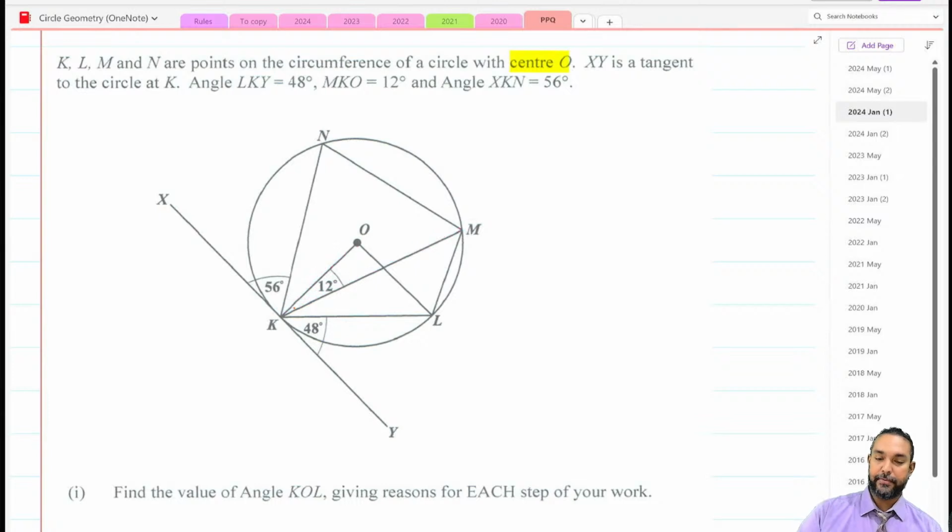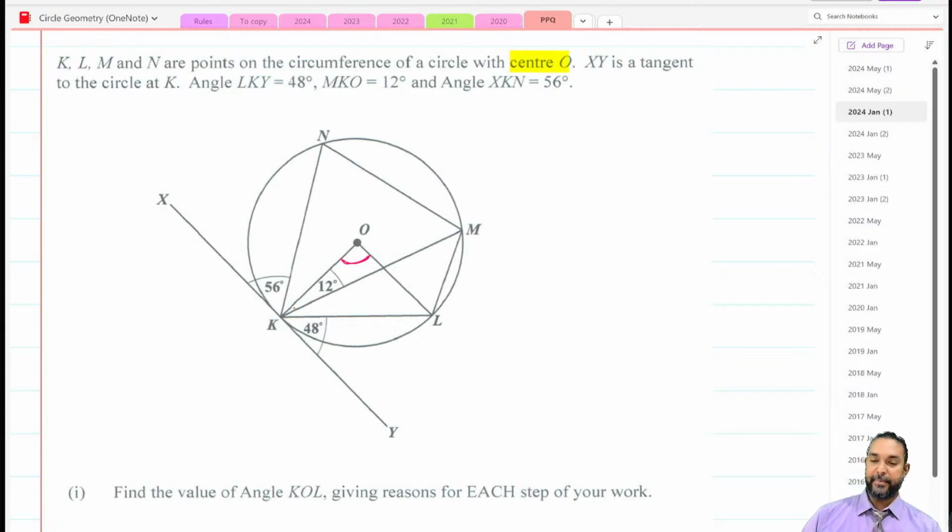MKO is 12. And XKN is 56. Okay, cool, no problem. So find the value of angle KOL, giving reasons for each step of your work. So KOL is the angle at the center of the circle right here. That's interesting. Okay, cool.